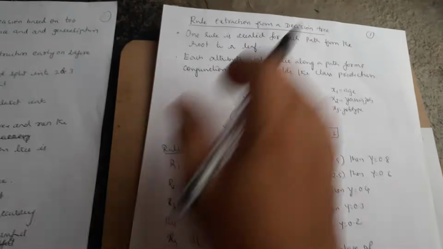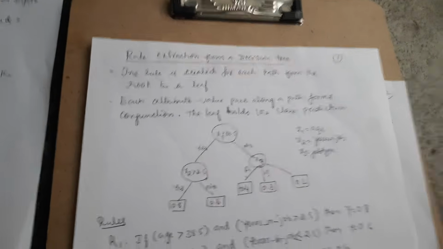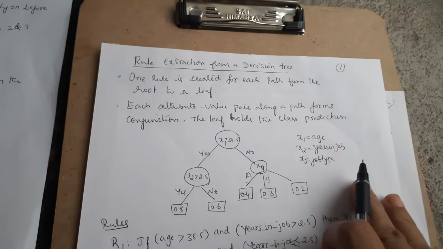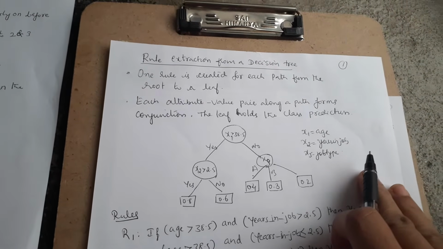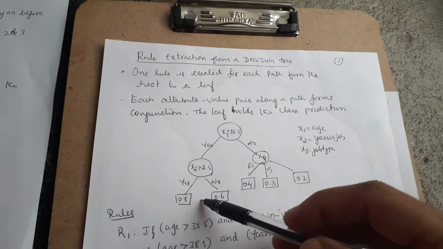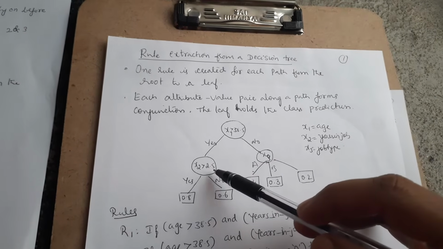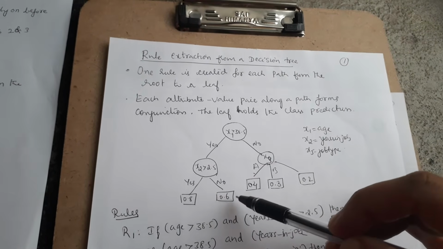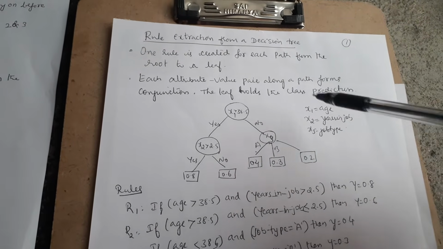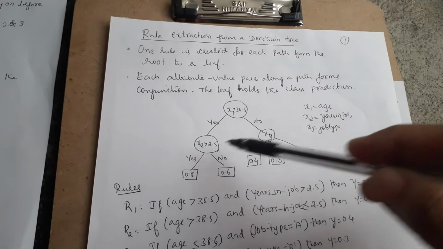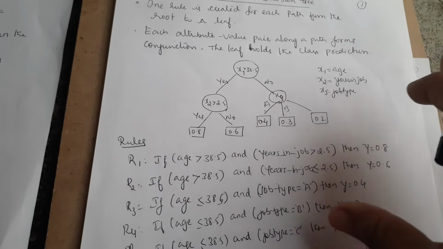Next is rule extraction from decision trees. It means we are extracting the rules from the constructed decision tree. One rule is created for each path from the root to the leaf. Already a tree is constructed. Let me take X1 as age, X2 as years in job, and X3 as job type. These are the different attributes for these three nodes. Let me show how the rules are constructed. It is very simple.